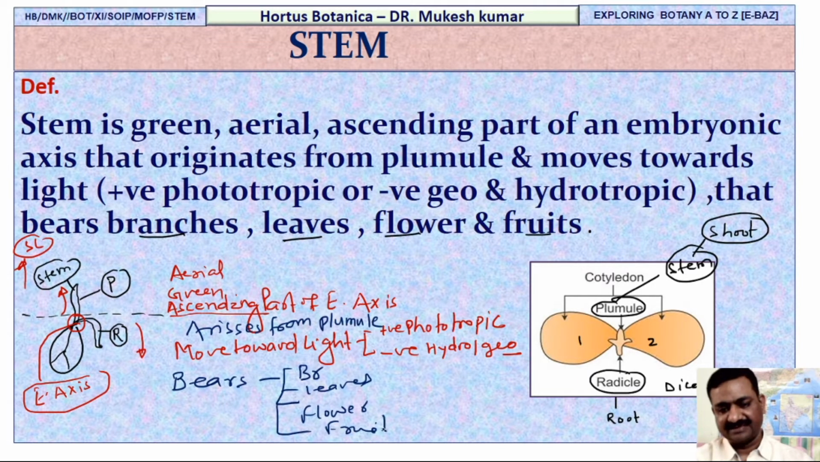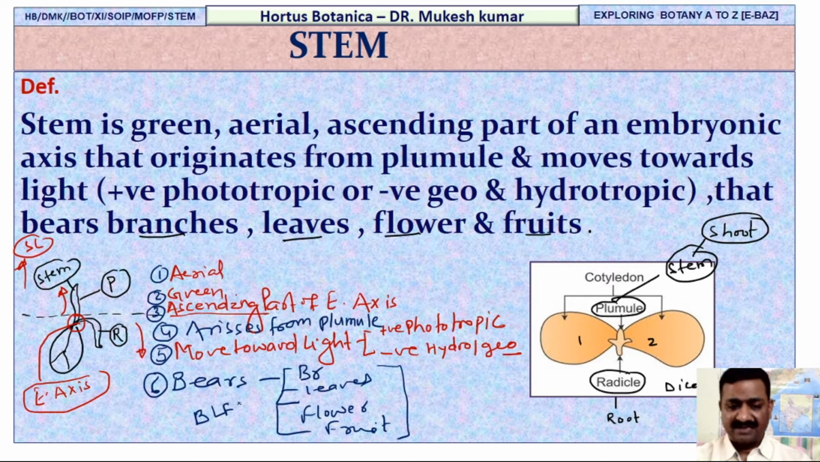And what does it bear? Very important and interesting: it bears branches, leaves, flowers and fruits. I have written these repeatedly so that you can easily recall how many points we have to study. First, aerial; second, green; third, ascending part of the embryonic axis; fourth, arises from the plumule; fifth, movement towards light, that is positively phototropic and negatively geotropic and hydrotropic; and sixth, the stem bears branches, leaves, flowers, and after fertilization there will be fruit formation. So these are the four important structures present on this shoot. This is all about what a stem is.